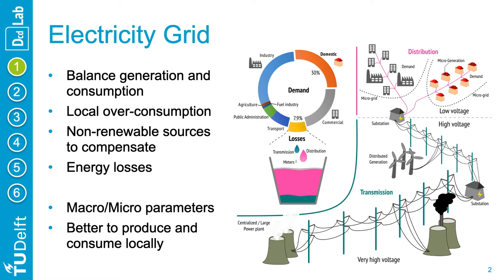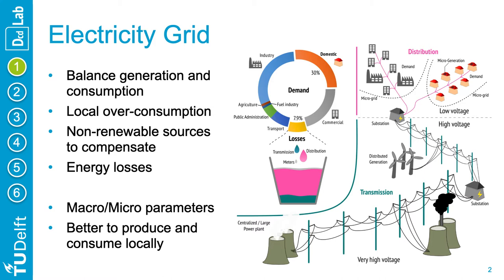Then going up, some distributed generation from renewable sources such as wind turbines. Here the challenge is the dependence on the weather. And finally, in the top right corner, we have the low voltage electricity distribution to households and industries with solar panels and consumer appliances.